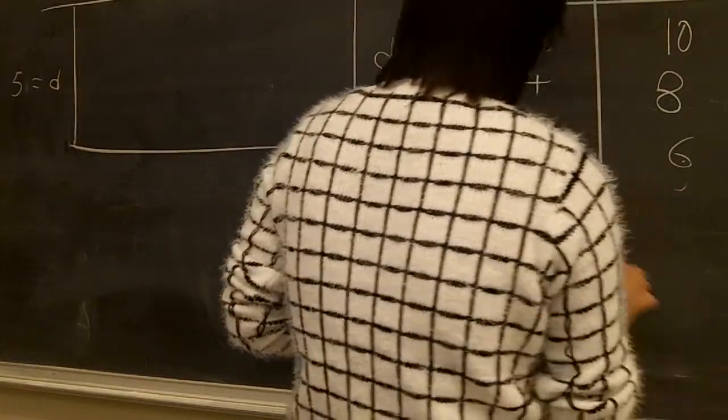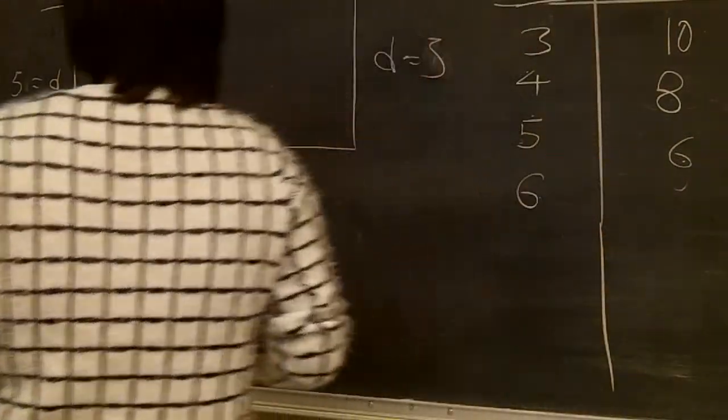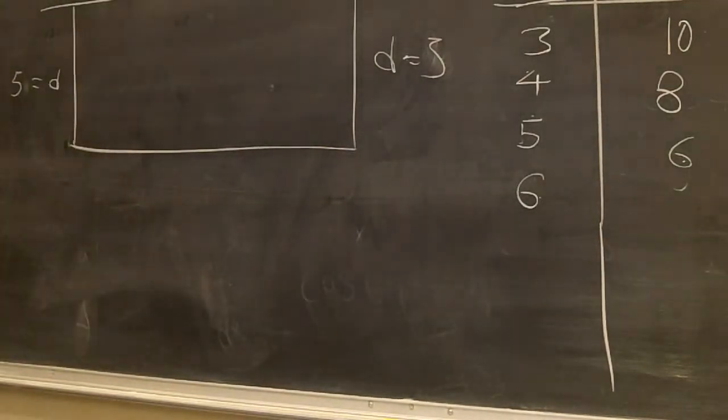What if D equals 6? Then what is x equal to? 6 plus 6 equals 12, right? 12 plus x equals 16. So x is 4.